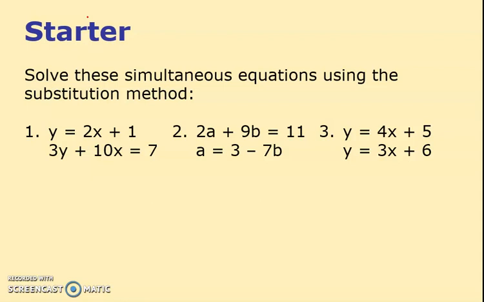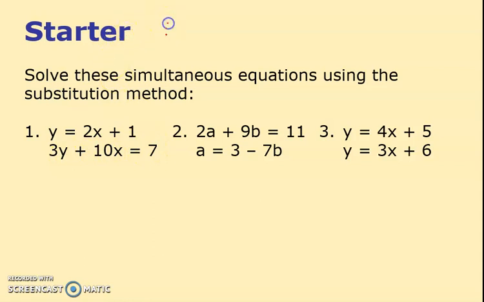That said, I would like you to try and do these simultaneous equations, and probably the easiest way to solve them is using substitution. I'm going to do the first one for you and I'll show you how to do that, but then after that I want you to try 2 and 3 on your own. So this first one, you'll notice the reason why this is slightly different is because one of the equations says y equals and the other one just says 3y plus 10x equals 7.